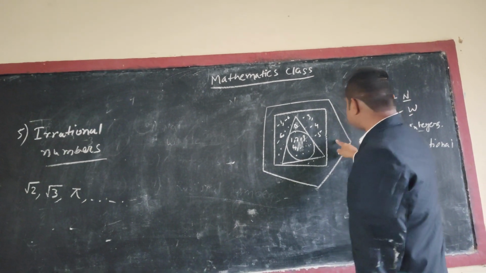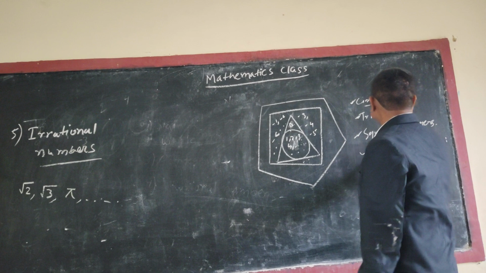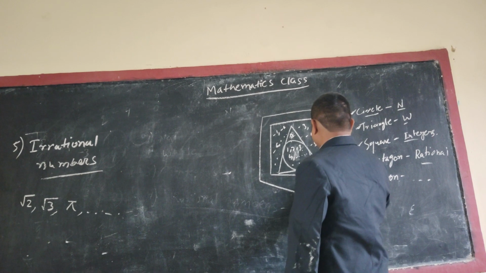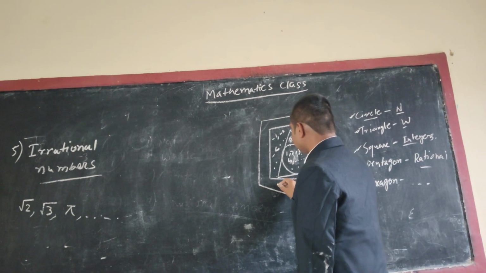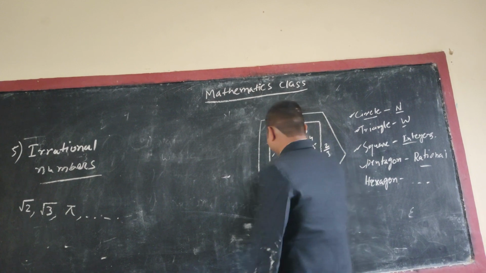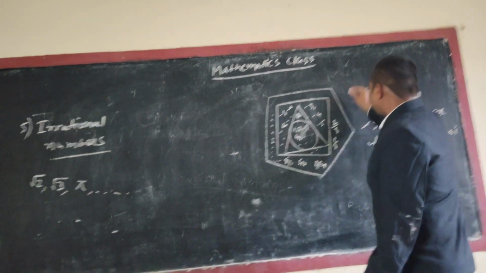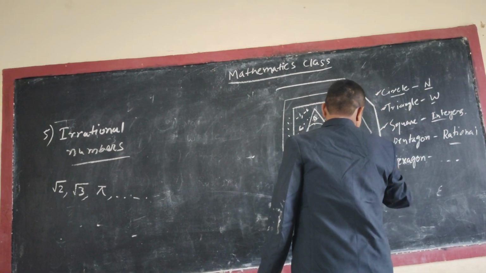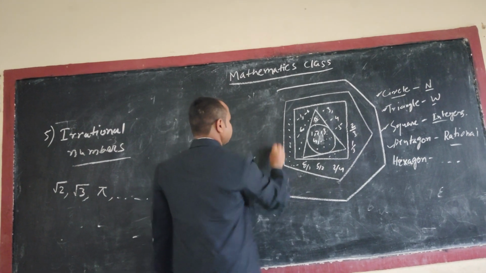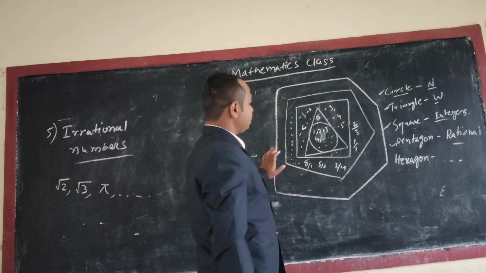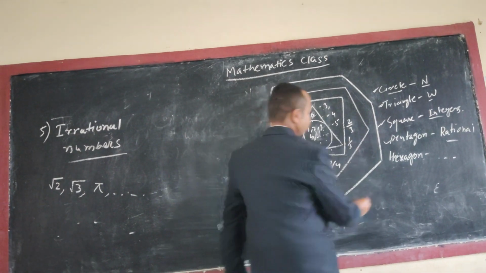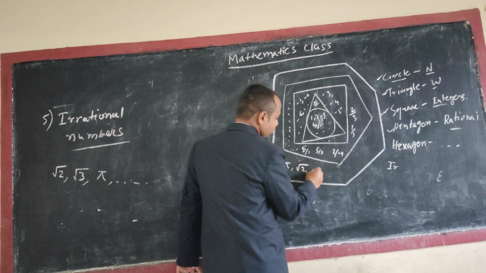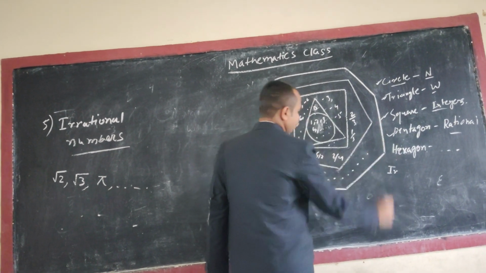And this is the pentagon. So the pentagon represents rational numbers, like 2 by 3, 1 by 3, 2 by 4, 5 by 7, 8 by 3, and so on. And now the hexagon: 1, 2, 3, 4, 5 and 6. This is the hexagon. So the hexagon represents irrational numbers, like √2, √3, and so on.